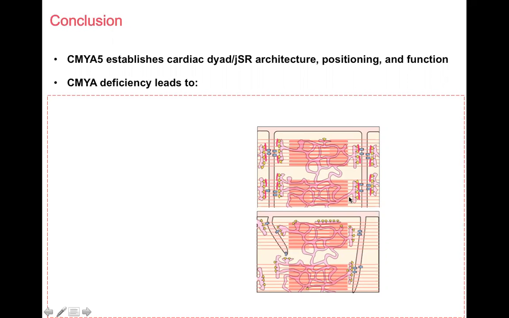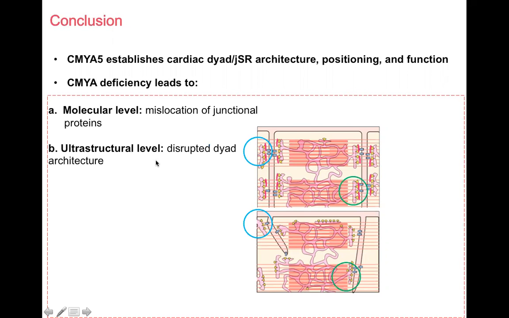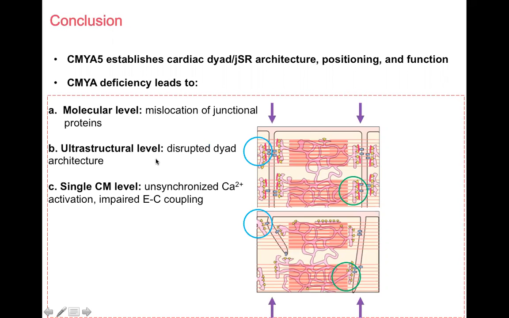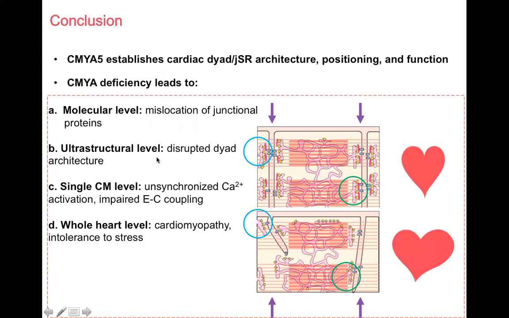So CMY5 deficiency leads to, at the molecular level, the mislocalization of junctional proteins, especially RYR2. At the ultrastructural level, the disrupted architecture of dyads. At the single cardiomyocyte level, unsynchronized calcium activation and impaired EC coupling. At the whole heart level, cardiomyopathy and intolerance to stress.